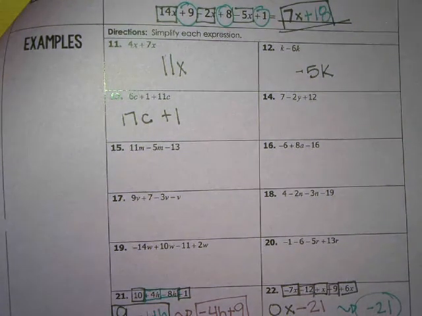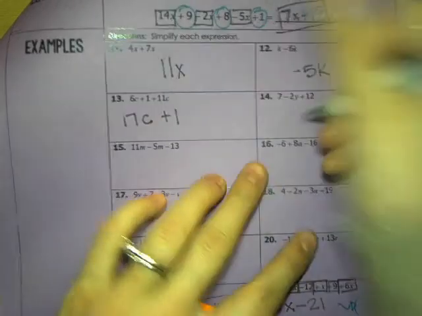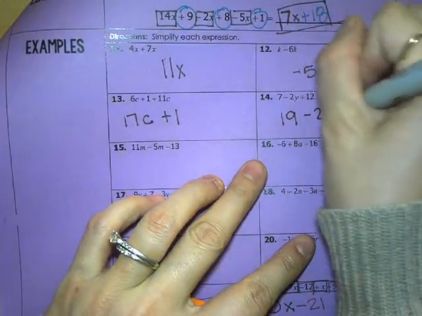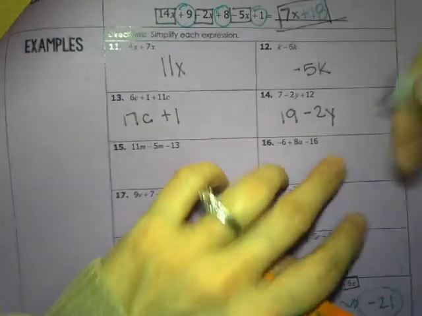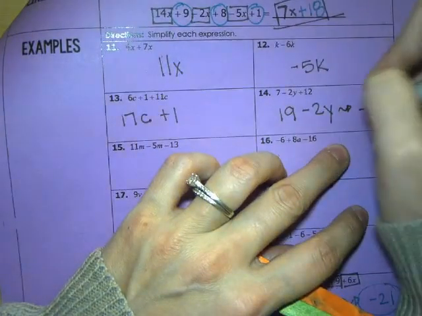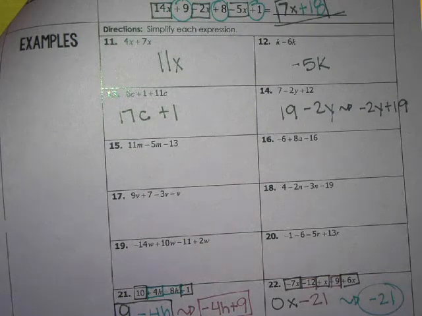Nicely done. What'd you get for 14? 19 minus 2y. How could I have rewritten that one if I wanted to? If I had it written a different way? Leighton? Negative 2y plus 19. I would accept that as well. Typically, guys, you will see the variable term come first and the constants come second. That's typical order. Got it? Doesn't mean it's the only way. I'm just letting you know.